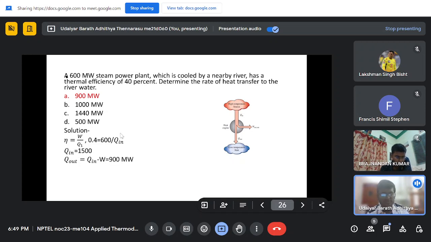The amount of energy which you are supplying is 1500 megawatts, and as you know, the difference between the energies Q in and Q out will be equal to the work done. We already know that Q in is 1500 megawatts, and W is the work done, which is 600 megawatts. So the difference is 900 megawatts. I hope this is clear.